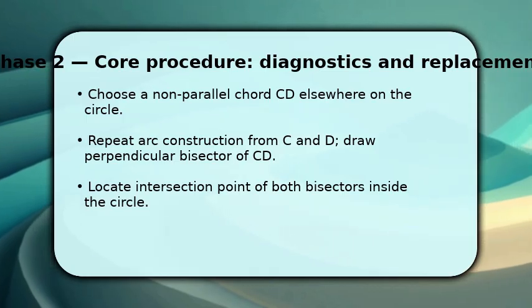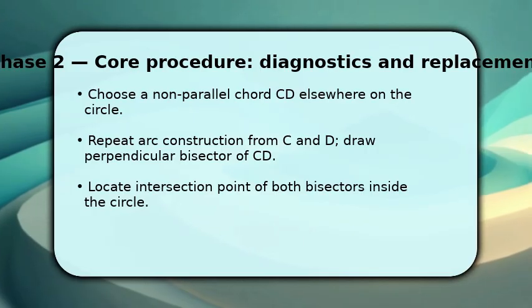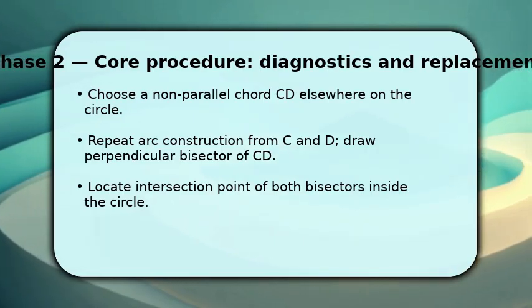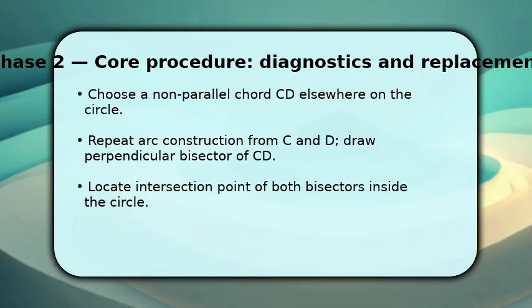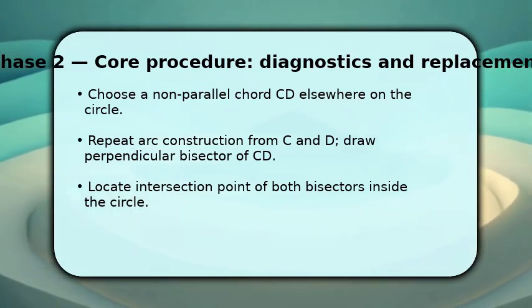Then, follow the two bisectors toward their crossing point. Where the bisectors meet is the unique center of the circle, because that point is equidistant from A, B, C, and D. Make sure both bisectors actually cross inside the circle.